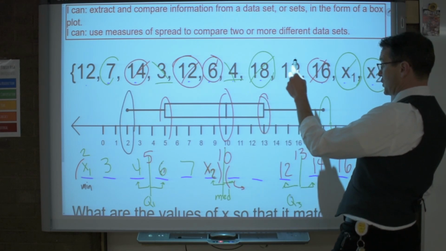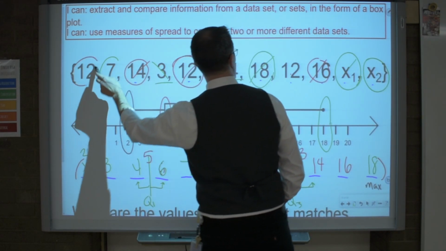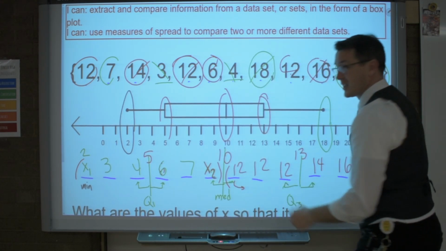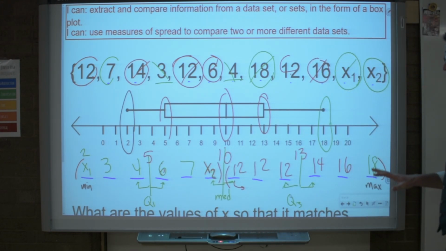But I still have another 12 here, and another 12 here. I have two more 12s. So guess what? I think I'm trapped. I have to put all my 12s here because I have to use them. They can't be on the other side of 10. So now I'm close to the end.